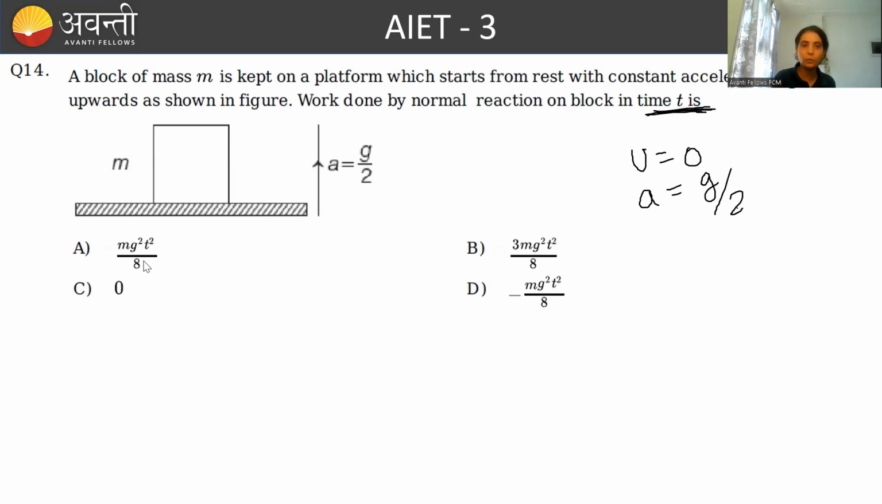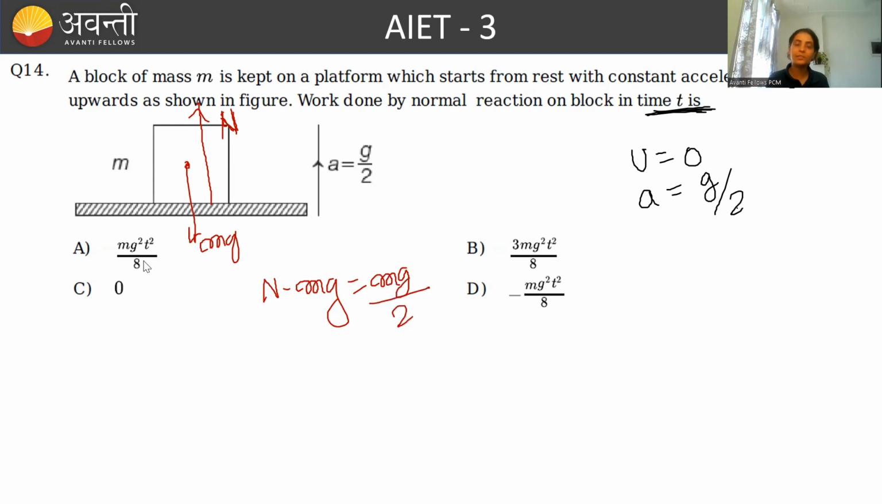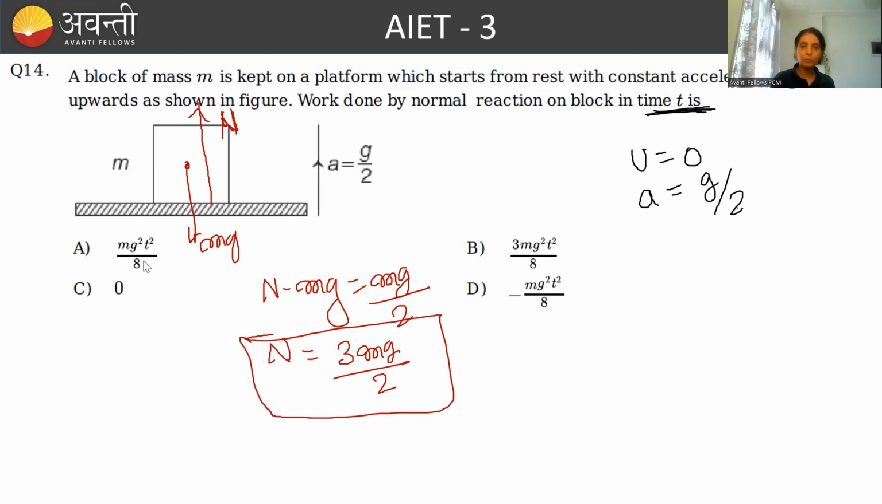If you write its FBD, there is the gravitational force downward, and this surface will apply normal force like this. Now it is going up with acceleration g by 2. If we write the equation, N minus mg will be equal to mg by 2, mass into acceleration. Net force in the upward direction will be equal to mass into acceleration in the upward direction. So the normal force is equal to how much? 3mg by 2. This is done and dusted. So we have already calculated the normal force.